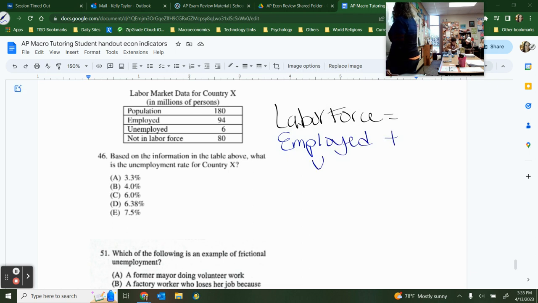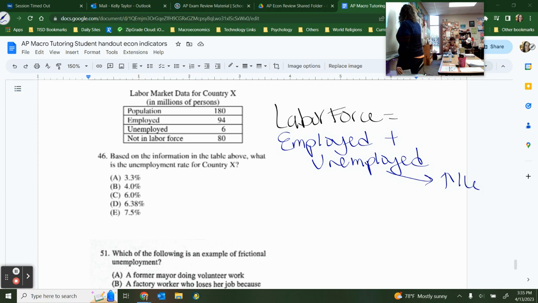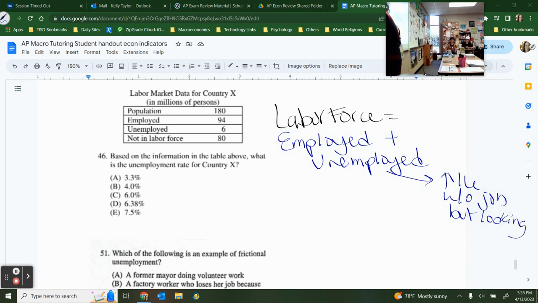Employed plus unemployed. That's the labor force. But what does it mean to be unemployed? That means that you are over the age of 16, you are without a job, but you are looking. If you are not looking because you are a stay-at-home parent or retired, or 16, a baby, or in prison, or in military, or in an institution, then you are not unemployed. Okay.